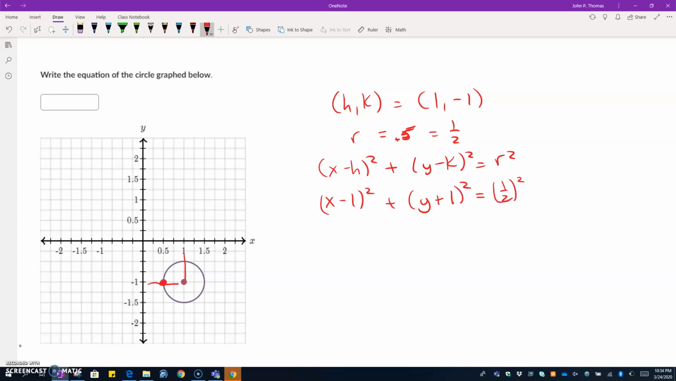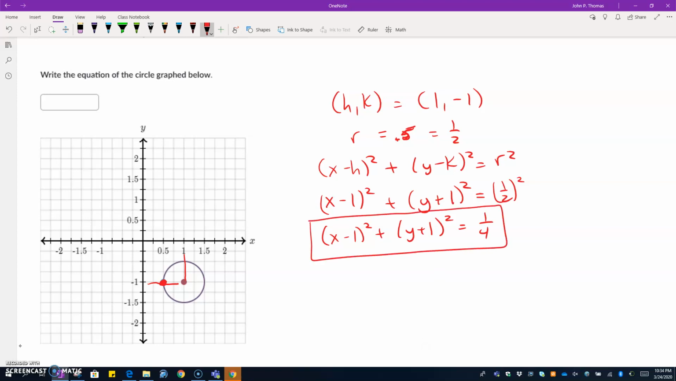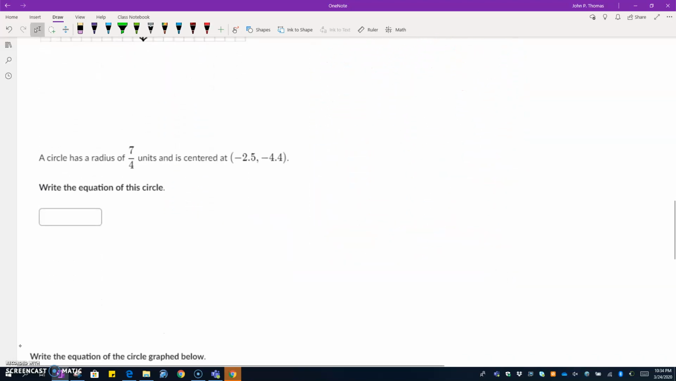Now, I saw a couple people try and enter it just like this. I believe Khan Academy did not accept that answer. So what you need to do is take that 1/2 squared and switch it into 1/4, which is what 1/2 squared equaled. All right, and this would be our correct equation for that circle. Let's move on to the next most missed question.